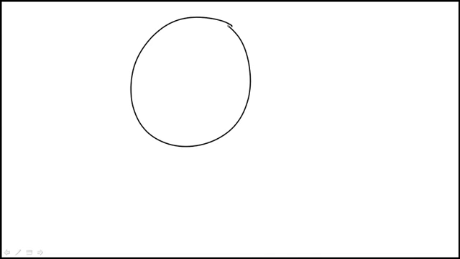So in this problem, we're given the circle. This point is on the circumference, and then we're given these 3 points. And we're told that AB is the diameter. So this goes through the center.